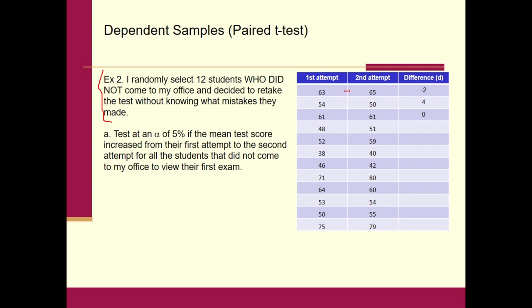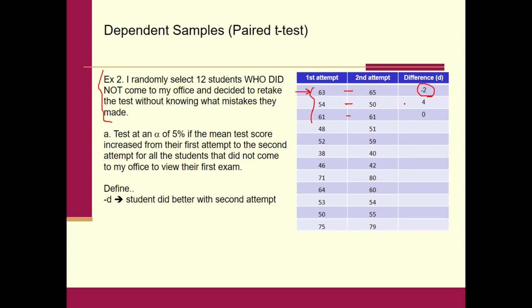So for the first person, 63 minus 65, that's a negative 2. 54 minus 50, that's a positive 4. 61 minus 61, that's a 0. So let's take a close look at that. Who improved, and what kind of D did they get? This person improved, right? They went from a 63 to a 65, and their D turned out to be negative. And for a positive D, what happened? They actually did worse. And so in this case, a negative D is actually a good thing.